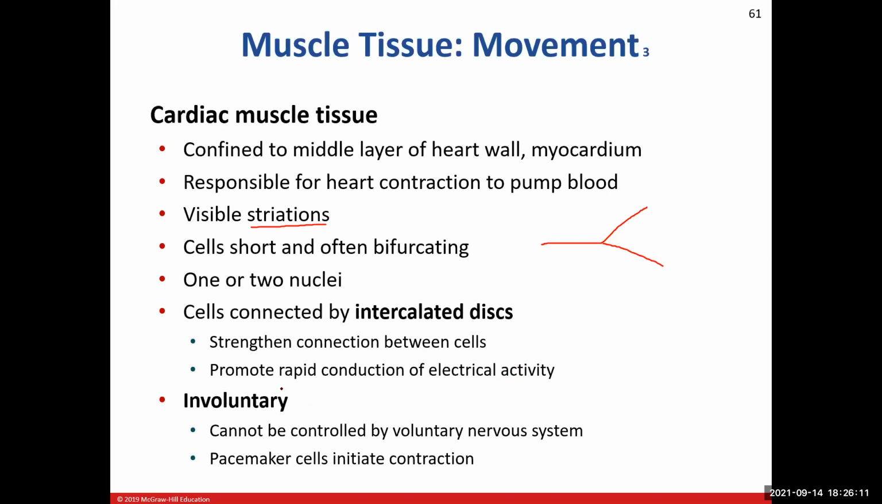But one of the interesting things, and I mentioned this before, this type of tissue is involuntary. So you cannot control it. But the nice thing is the cells themselves in cardiac tissue have what we call pacemaker cells, which will initiate a contraction. So if we were to take out all the nerves away from the heart, it can still beat. It'll beat differently, but it can still beat because of those pacemaker cells that are going to initiate the contraction of the heart. Again, it is involuntary, so it is not controlled by the somatic nervous system.